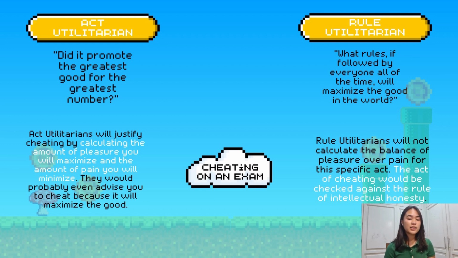In short, act utilitarians focus on the immediate consequences of cheating, while rule utilitarians focus on the broader impact of having rules against cheating.